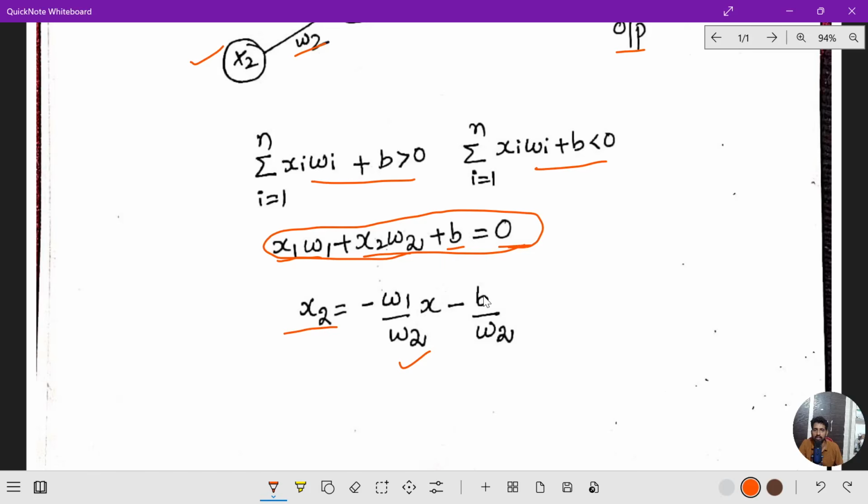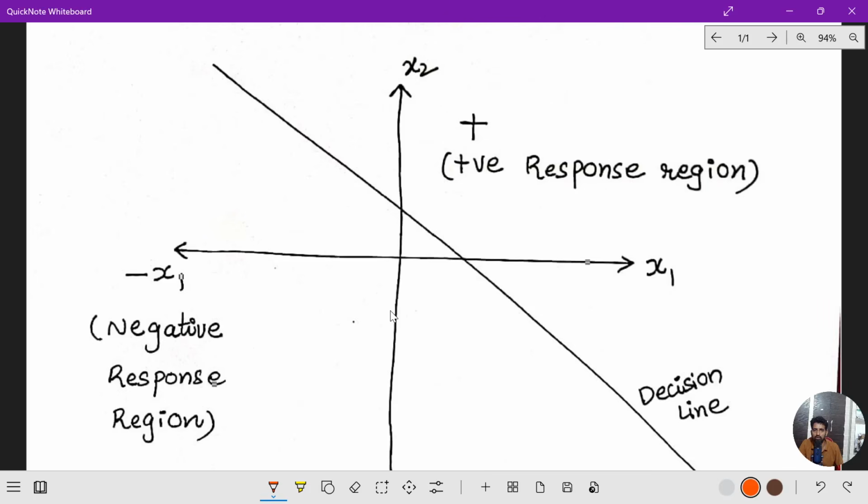Please remember, this is also one of the most important graphs. This is called the linear separable line. This region is called the positive response or positive region, and this line is called the decision line. Why? Because it separates the data into positive as well as negative responses.